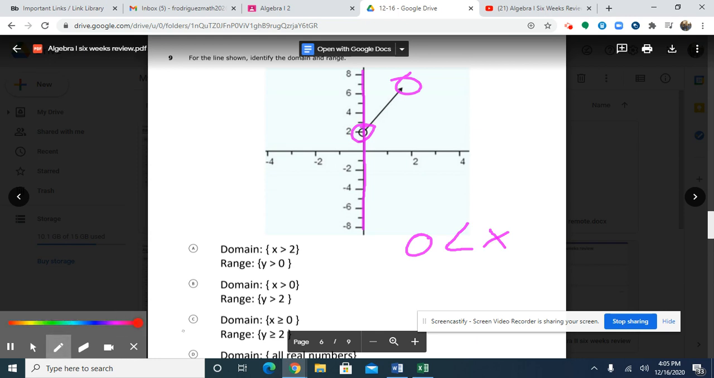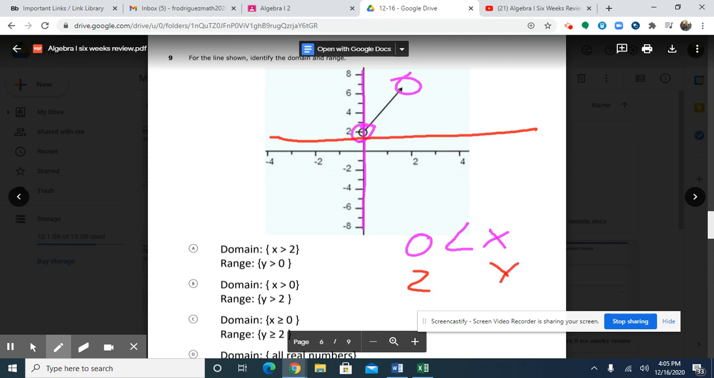If we look at it from the range portion, you can see that the lowest that we hit is 2. And we still have that arrow, so the y has to be greater than 2. The only one that matches that description right there would be B.